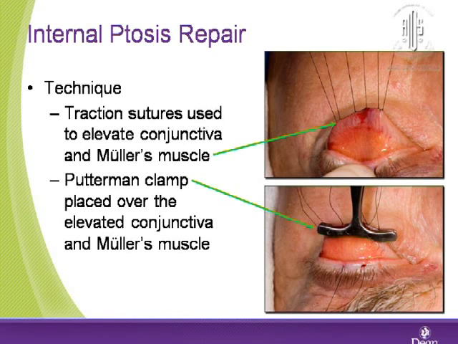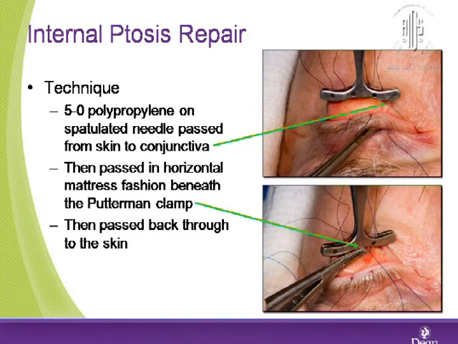Once those sutures are placed at the correct location, we lift them up. This lifts conjunctiva and also Mueller's muscle underneath, and you can imagine what the levator muscle is doing right underneath Mueller's muscle. We grasp that with a Putterman clamp, flush with the tarsus, and place 5/0 polypropylene sutures. I use a spatulated needle, just like I do for my tarsal passes on the external. The pass is just really, really easy if you do that.